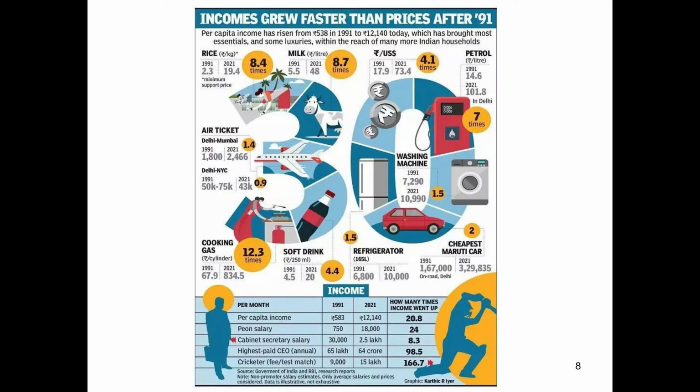Next, incomes grew faster than prices after 1991. Excellent. None of the other statistical techniques can present this information better than this. This is the best way. This covers 30 years, from 1991 to 2021. So we have calculated how much prices have changed and how much income has increased.